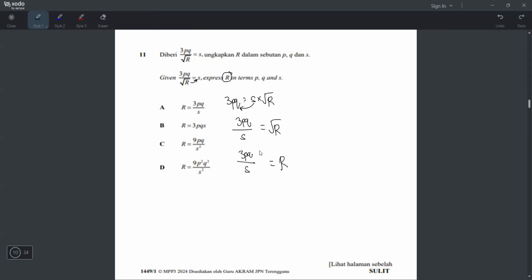3PQ over S. But I don't want you to write square like this. If you write like this, wrong. Because if you write like this, it means Q sahaja yang square. But actually, it's not just Q sahaja square, it's the whole thing. So you have to put bracket square like this, right?